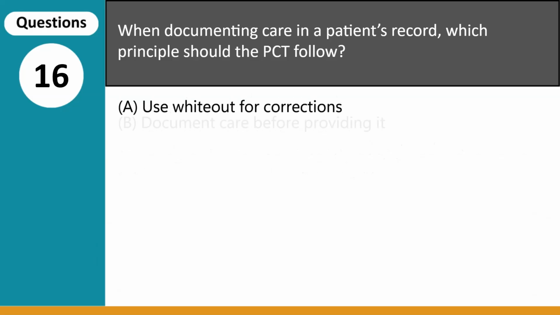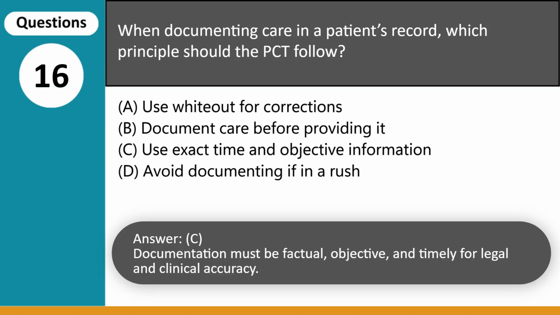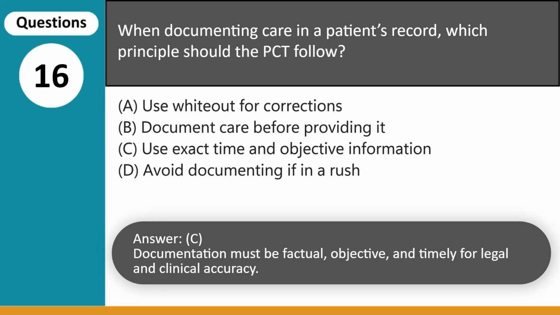When documenting care in a patient's record, which principle should the PCT follow? A. Use whiteout for corrections. B. Document care before providing it. C. Use exact time and objective information. D. Avoid documenting if in a rush. Answer C. Documentation must be factual, objective, and timely for legal and clinical accuracy.